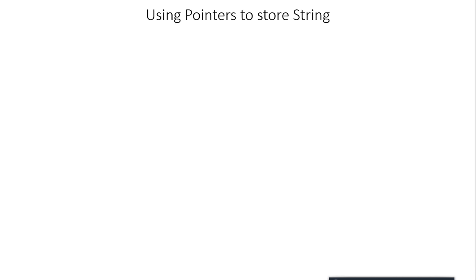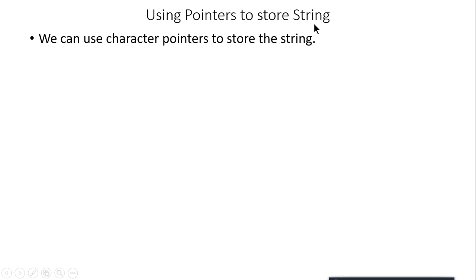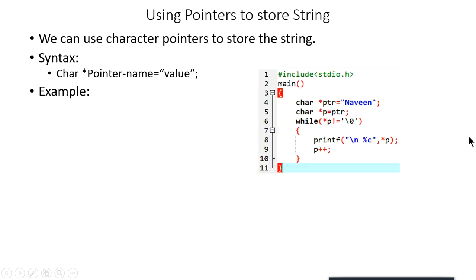Okay, so after using arrays, we can start with strings. So we can pass a string, or we can create a string using pointers. Okay, so the syntax is, you can put a star here. Now you don't have to put the size of the character array, and you can put the value here. Let's see the example.